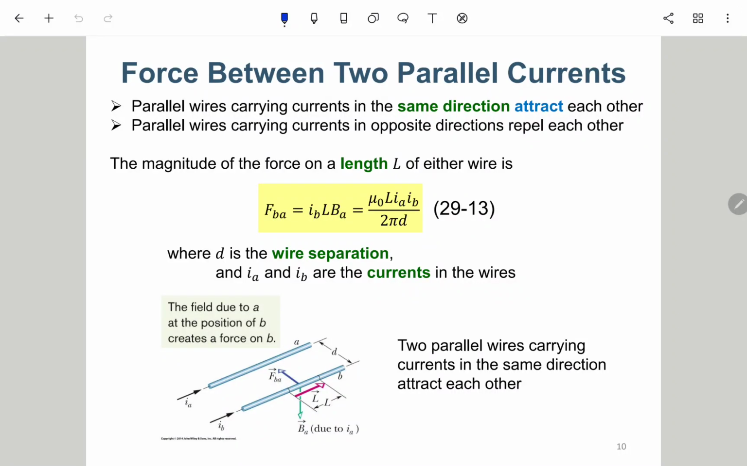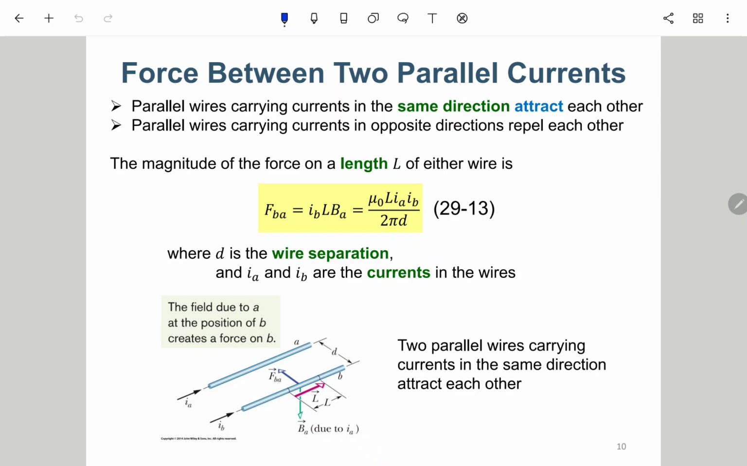Okay, so here we will take a look at another phenomenon. This is actually related to the Lorentz force. The title here is force between two parallel currents. In the last chapter, almost the last section, we learned another form of the Lorentz force.